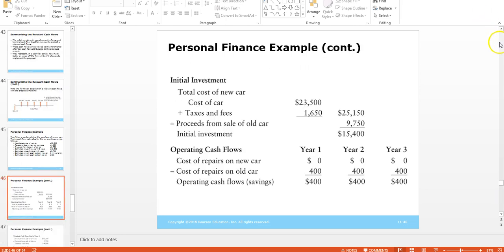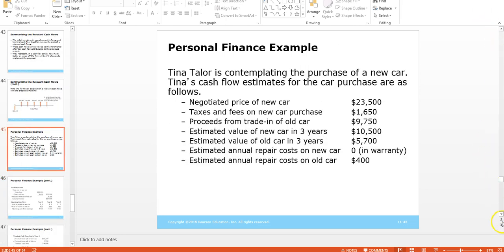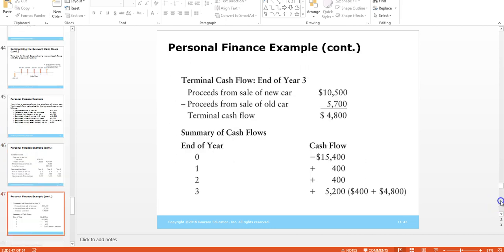And there's a personal finance example. You can go through this yourself and understand this from a personal finance level.